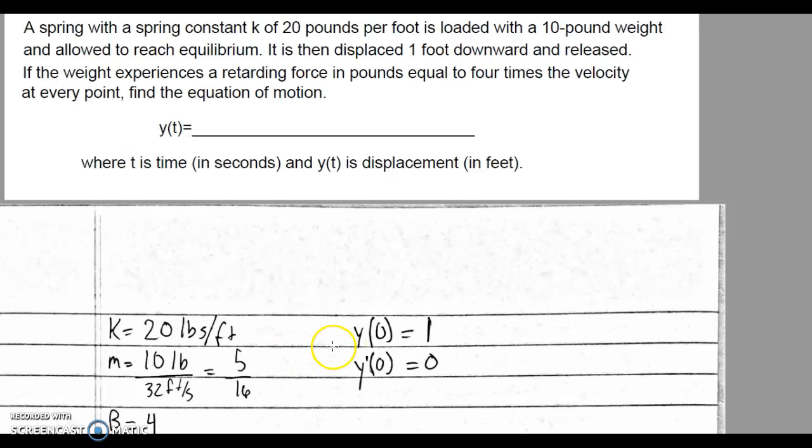We can also set up our initial conditions for the problem. Once we solve for our coefficients, we know that our y of 0 is going to be equal to 1 because it is displaced 1 foot downward and released. And then we also know our y prime of 0 is equal to 0 because it did not have an initial velocity when it was released.